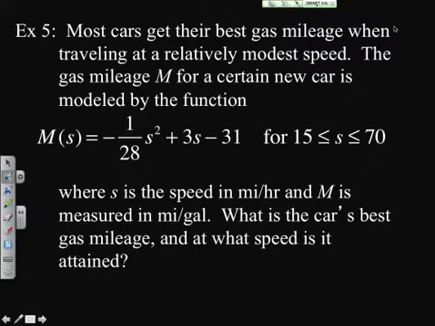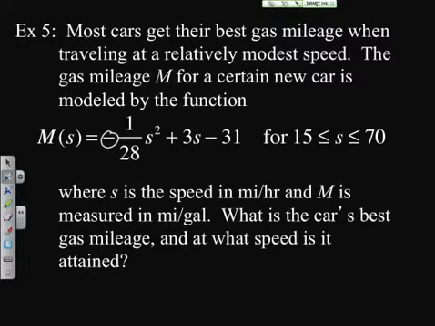So let's look at a couple of word problems. Most cars get their best gas mileage when traveling at a relatively modest speed. The gas mileage m for a certain new car is modeled by this function. Notice, since this is negative, it's going to have a maximum gas mileage, and the speed is between 15 and 70 miles per hour, where s is the speed in miles per hour and m is measured in miles per gallon. What is the car's best gas mileage, and at what speed is it attained?